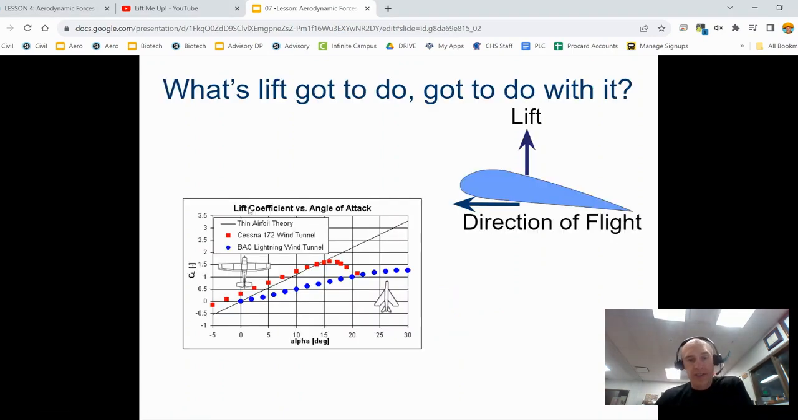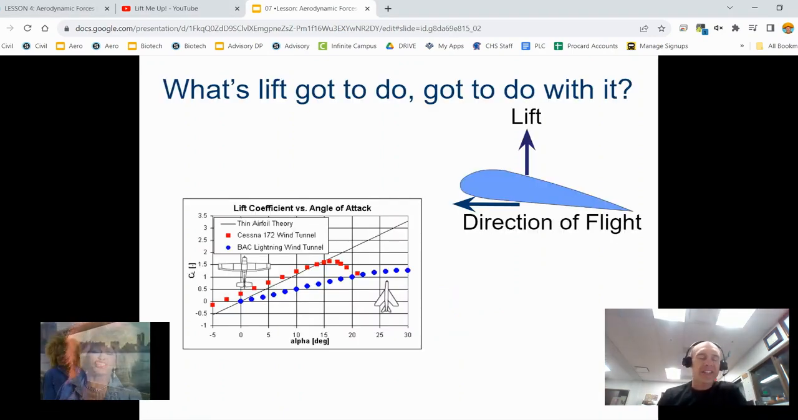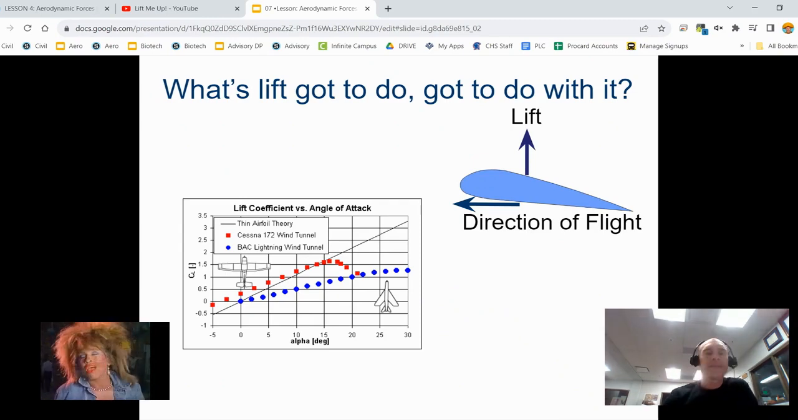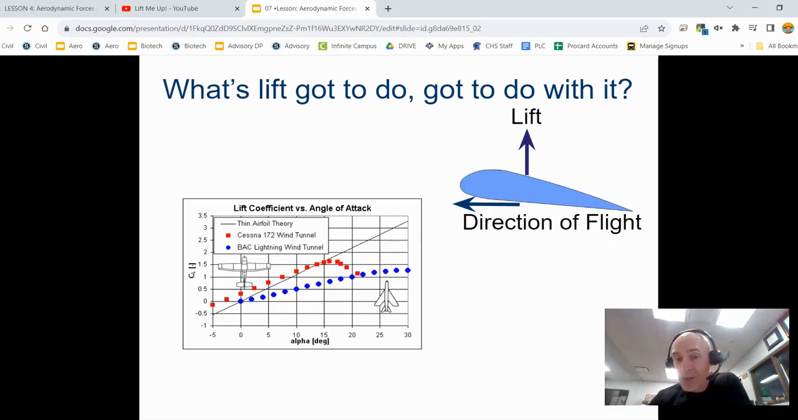Aerodynamic forces. What's love got to do with it? What's lift got to do with aerodynamic forces? Well, if you're designing an airplane, you need to know how much lift it can provide given its weight. And oftentimes, this is determined using a coefficient of lift.